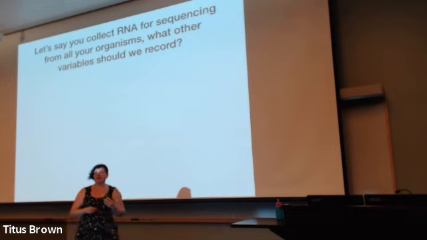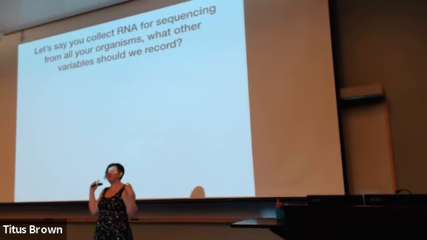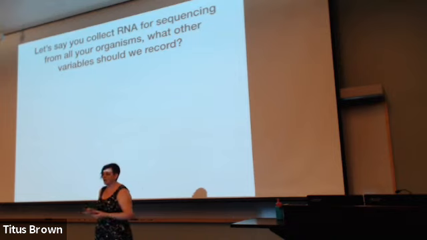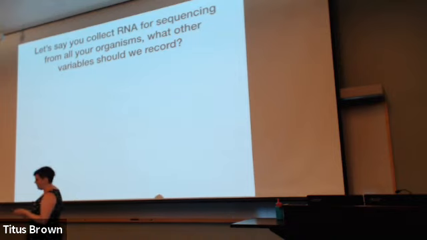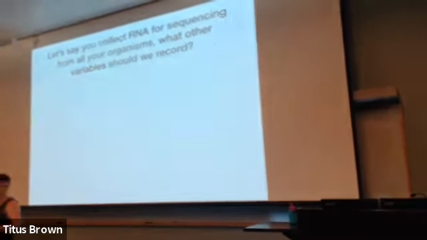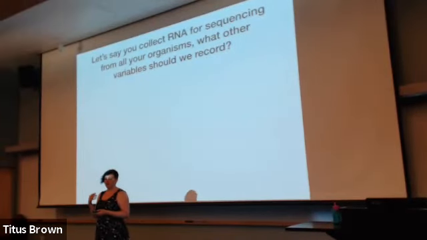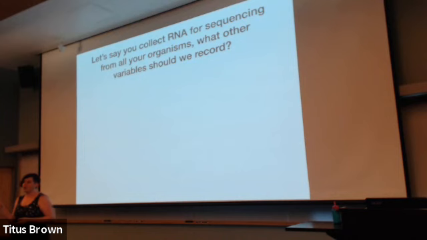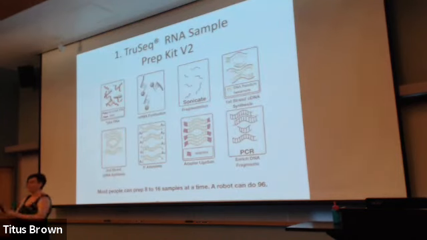So let's say that you were going to collect RNA from each of these things, whatever they are. What other variables would you record? Right now we've got treatment, place, and student. If we're going to do RNA, what else should we record? And for those of you that have never stood in a lab and done a DNA or an RNA prep, let me just show you what those steps are so that you can chat about this with everyone else.